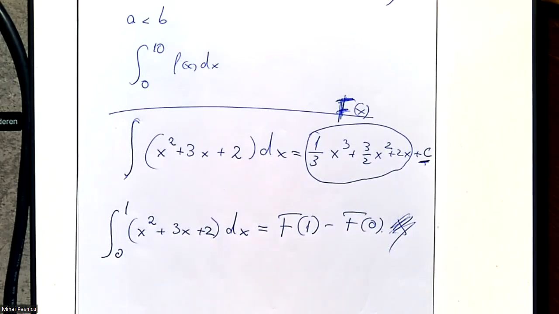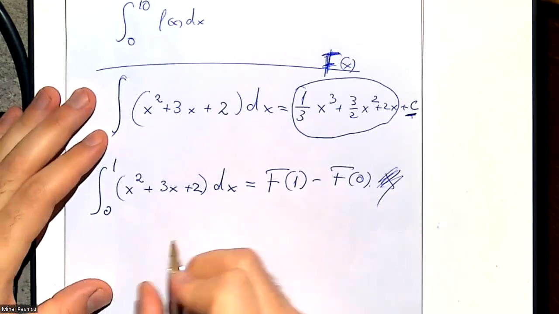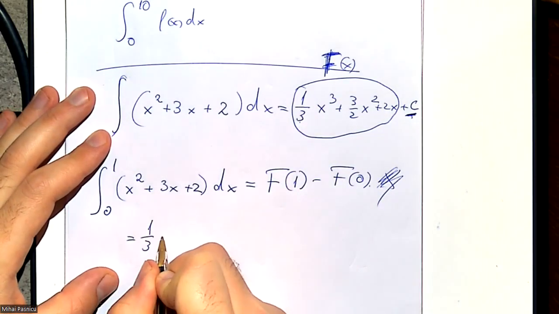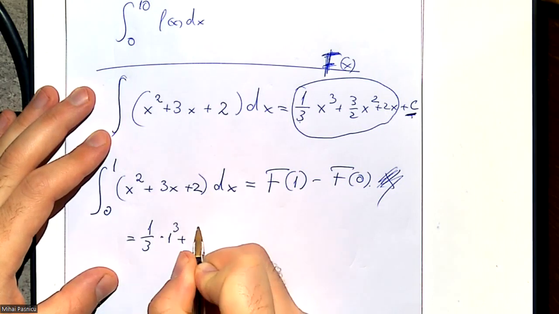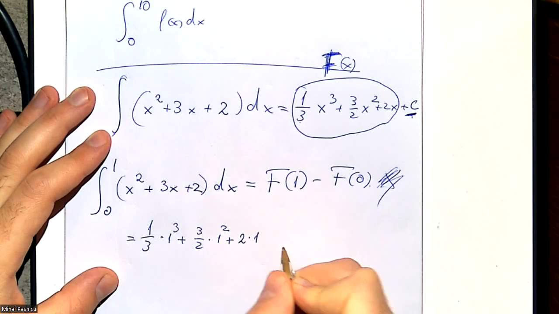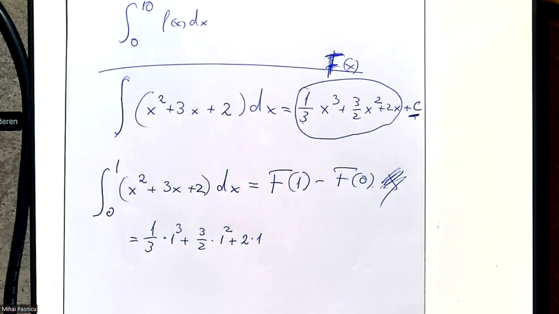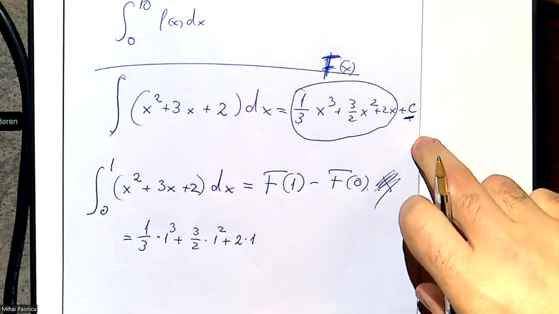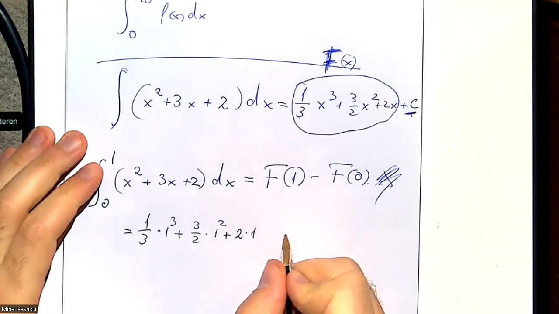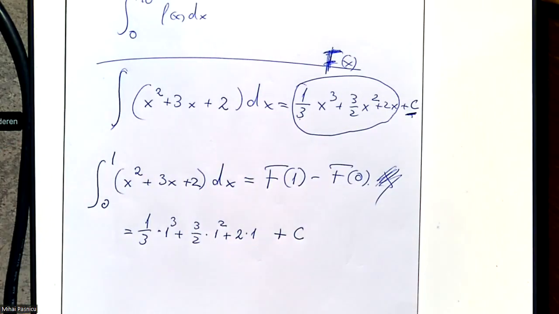Okay. So let's see what we get. What is my f of 1? It's just 1 third times 1 to the 3 plus 3 over 2 times 1 squared plus 2 times 1. Again, the idea is when you're replacing here, you can copy the constant. And let's copy it to show you what I mean.